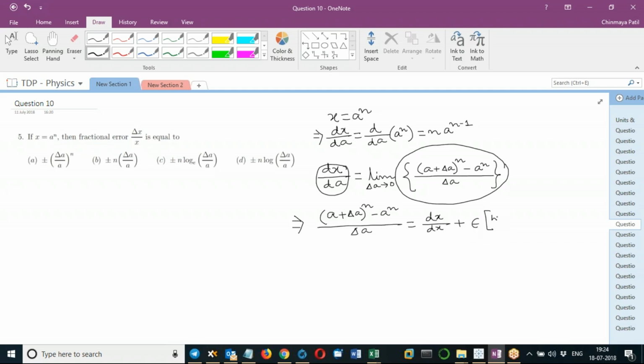Where epsilon is a very small number. Now what happened is that we just found out that dx/dA is equal to n a power n minus 1, isn't it? That we already found here: dx/dA is equal to n a power n minus 1 if you look into this portion.